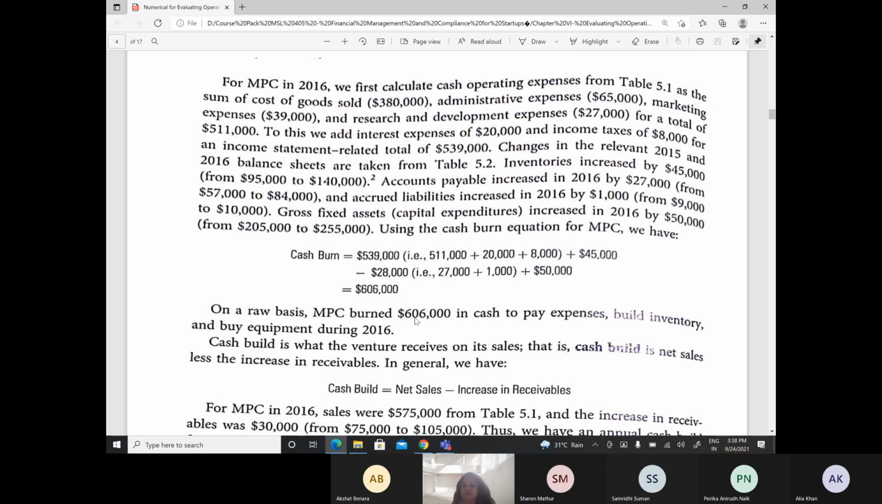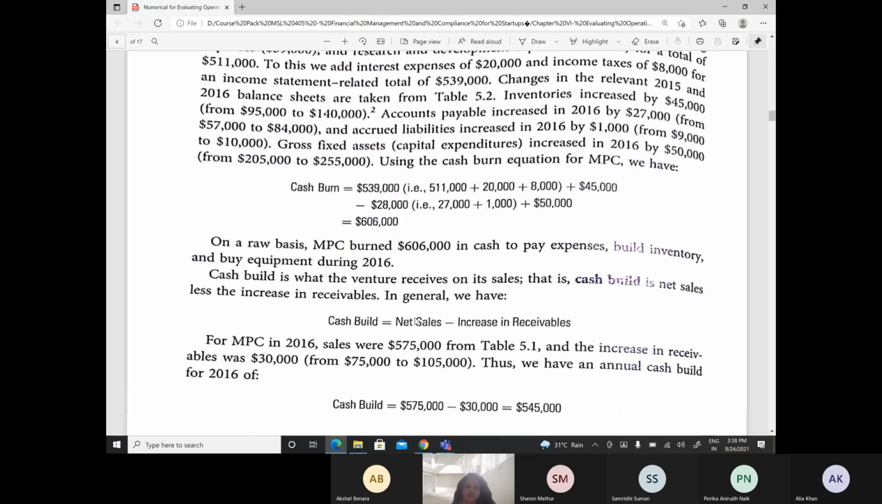So using the cash burn equation for MPC, we have cash burn is equal to $539,000, that is 511,000 plus 20,000 plus 8,000, plus $45,000, minus $28,000, that is 27,000 plus 1,000, plus $50,000, giving us a total cash burn of $606,000.